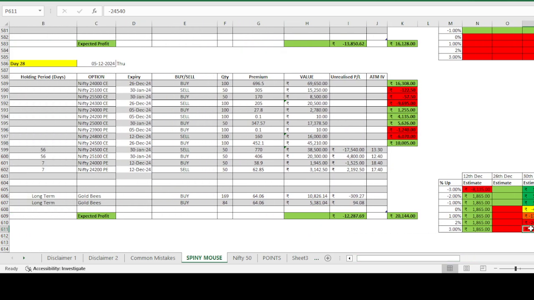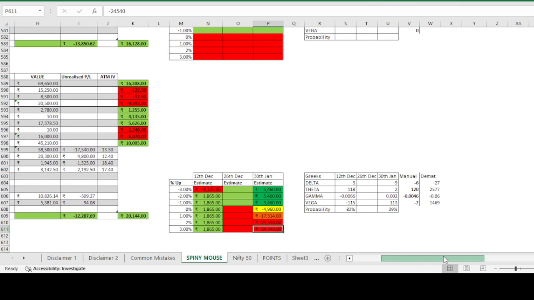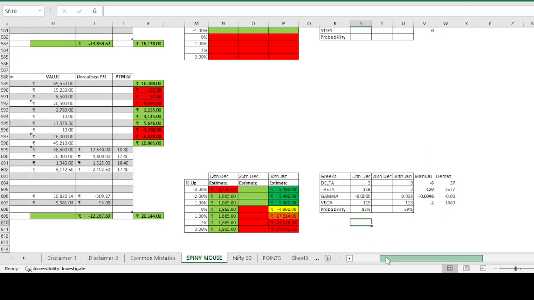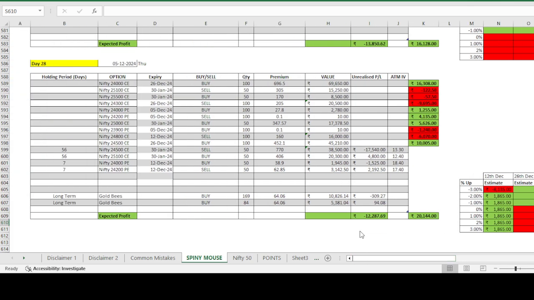So we need to focus on minus 24,540. We should not go to that. Before that, in between, 7 weeks will be there. We will try to minimize the risk. That's the aim. And this is the cracks for the 12th December. Let's see tomorrow.